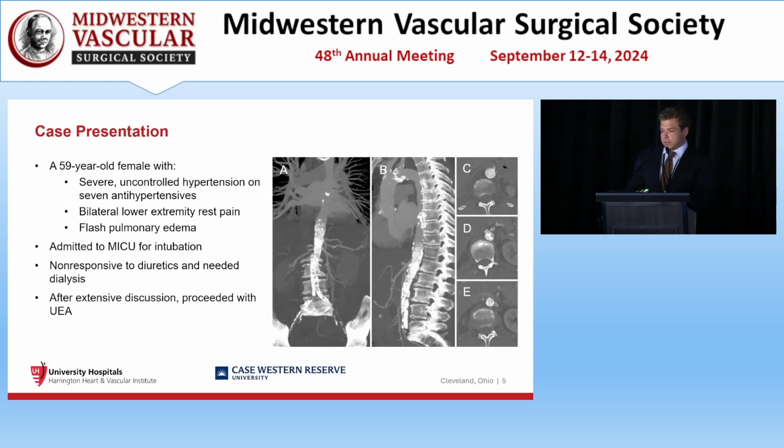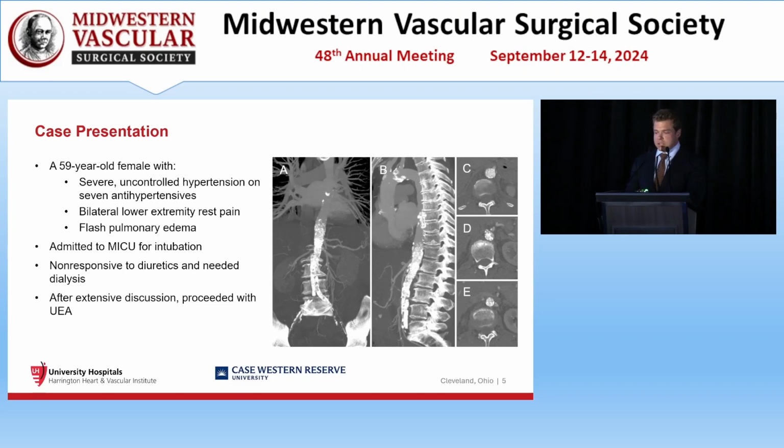We have successfully employed ultrasonic emulsification aspiration of the paravisceral aorta in 3 patients, and I will be presenting a representative case. This is a 59-year-old lady with severe uncontrolled hypertension on 7 antihypertensives with lower extremity rest pain. She presented to the hospital with acute kidney failure and flash pulmonary edema, necessitating intubation and hemodialysis.